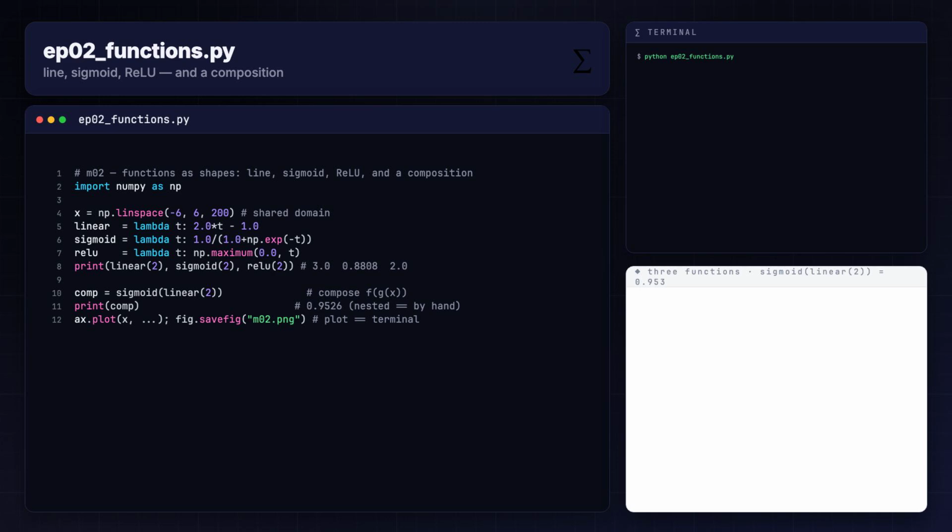Here is the whole thing in one file. We will plot three functions on the same axis, a line, a sigmoid, and a ReLU. Evaluate each at the same handful of inputs, then compose two of them and confirm the composed value matches doing it by hand.